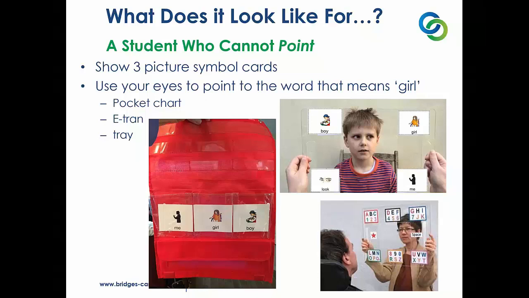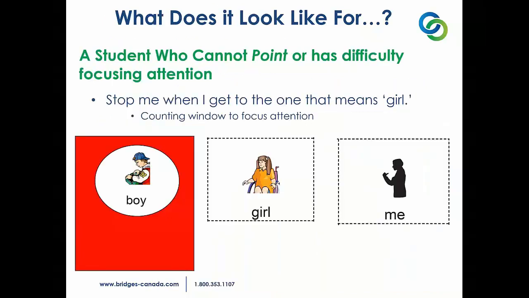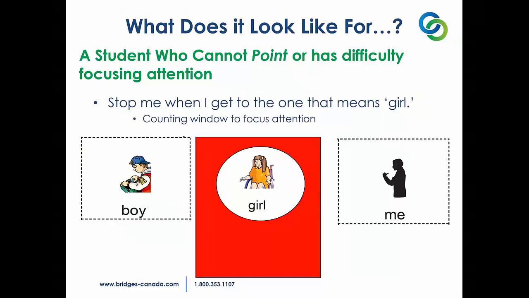You could also lay the 3 cards out on the desk or on a tray and ask them to use their eyes to point. Maybe you have a student who cannot point or has difficulty focusing their attention on choices. Sometimes helping a student focus with something like a counting window really assists them. So in this case, you could lay out the 3 cards and tell your student, stop me when I get to the one that means girl. And then just move that counting window along until the student indicates that that's the one.